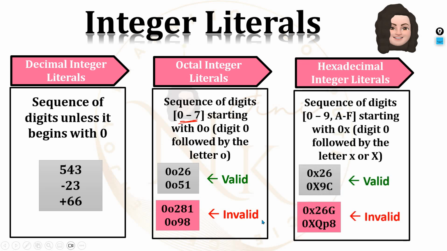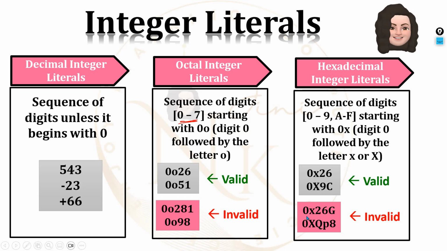The next one is hexadecimal integer literal. Hex means 16, so the digits 0 to 9 and then 10, 11, 12, 13, 14, 15 are represented by the letters A, B, C, D, E, F. Here it begins with the digit 0 followed by the letter capital X or small x. You can see here 0x26, it is valid. 0x9c: 9 is a valid digit in hexadecimal, and C is also valid, it represents 12.